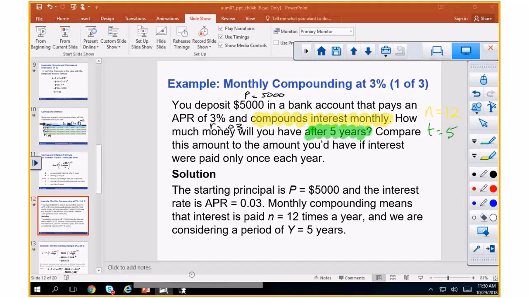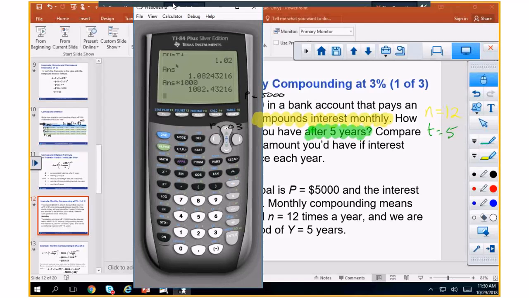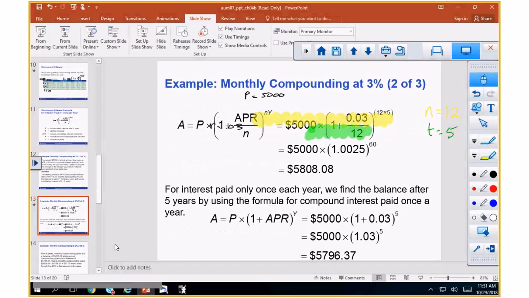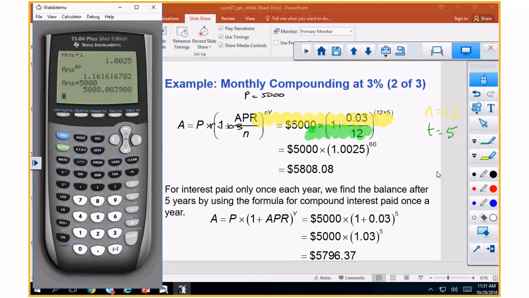So, take my handy dandy calculator. I'll clear it, and I'm going to say, okay, R over N. So 0.03 divided by 12 equals, plus 1 equals, raised, what's 5 times 12? Raised to the 60th power, times 5,000. Write that down, 5808. And there's your answer, 5808.